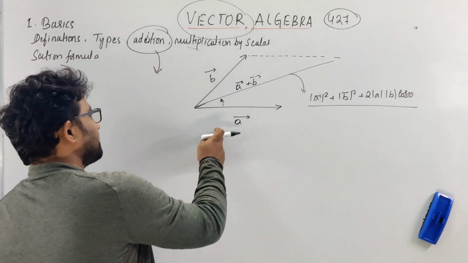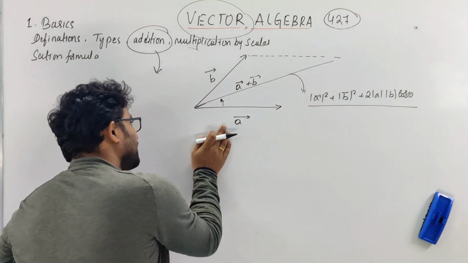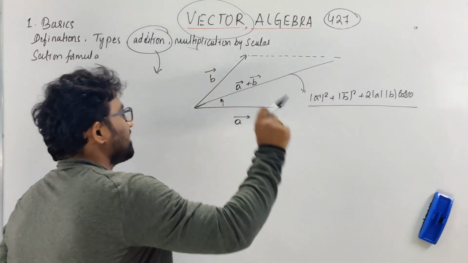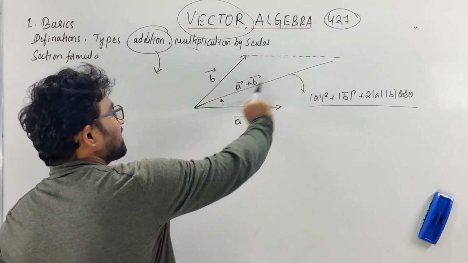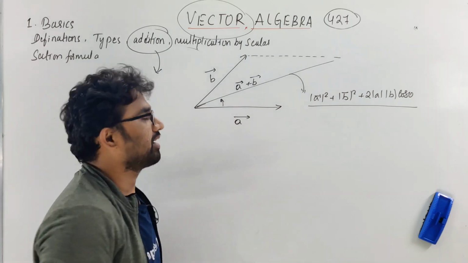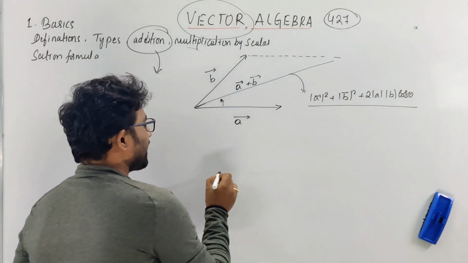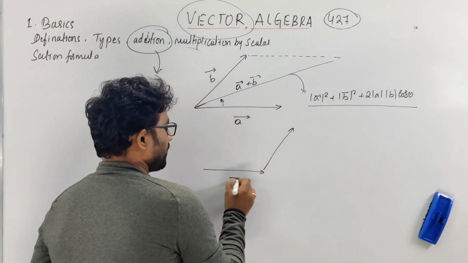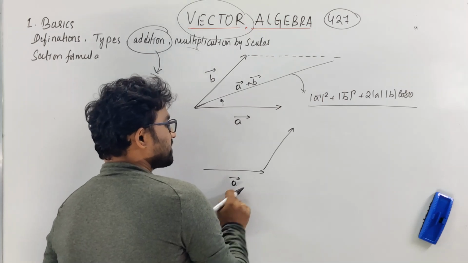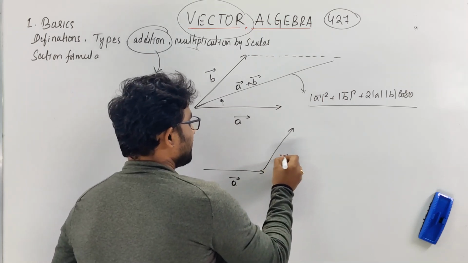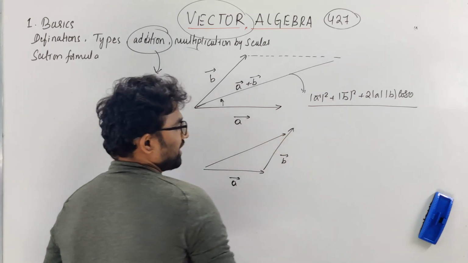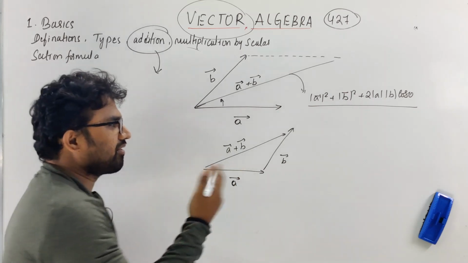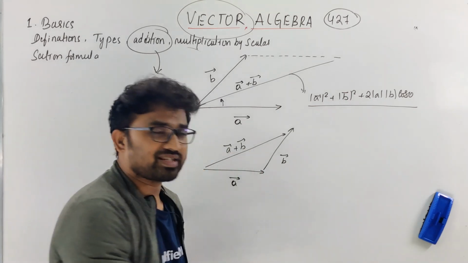If two vectors are represented by two adjacent sides of a parallelogram, then the resultant is nothing but the diagonal of that. And the triangle law of vectors: if two vectors A and B are represented by two sides of a triangle, then this side is the resultant of those vectors, that is A plus B vector. Polygon law of vectors: the closing side will be this one.